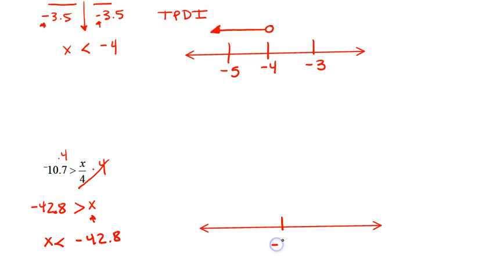My central number will be negative 42.8. Now notice there's a decimal here, so 1 greater would be negative 42.7. 1 less would be negative 42.9. There's no equals, so I'm going to use an open circle. X is less than, so I'm going to draw my arrow to the left. So this is this inequality graphed.